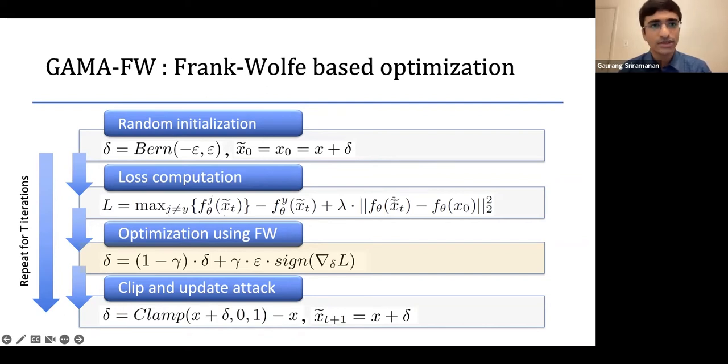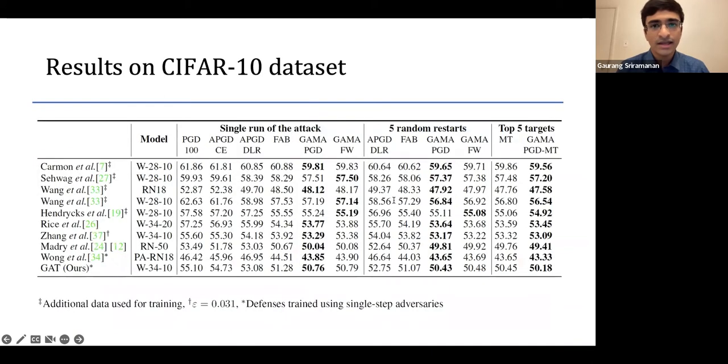This process is seen to converge faster when compared to PGD, and thus results in stronger attacks when the number of iterations is relatively small. This makes gamma FW particularly useful in the setting of adversarial training, where there is a fixed budget which is frozen ahead of time for attack generation during training.